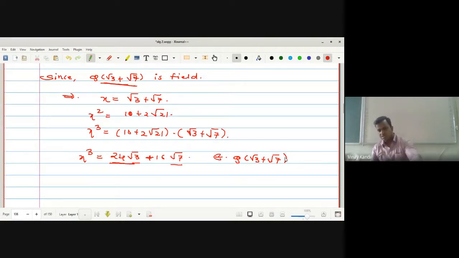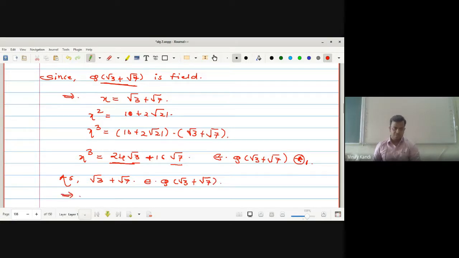Okay, give it as equation star 1. Now as root 3 plus root 7 belongs to Q(root 3 plus root 7), this implies, by scalar multiplication, minus of root 3 plus root 7 also belongs to Q(root 3 plus root 7).